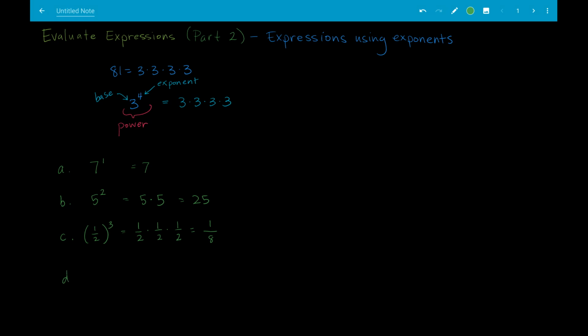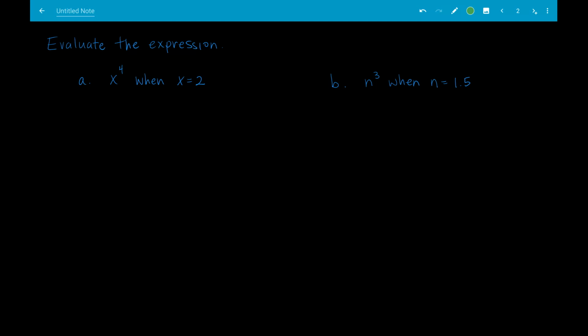Now, if we just have a variable, talk about z to the fifth, for example, that is said z to the fifth power, that is equal to z times itself 5 times. Just like that. And so, when we actually want to evaluate some expressions, let's look at these examples.